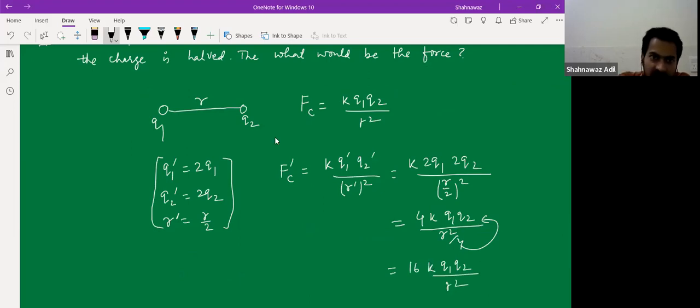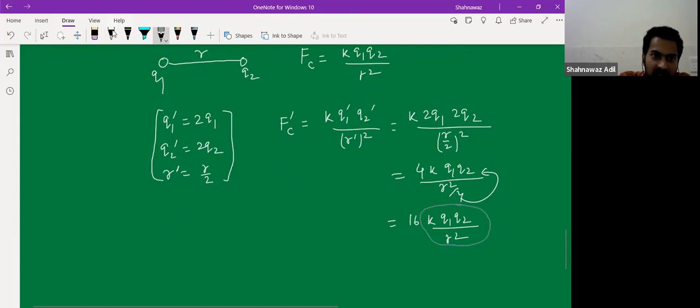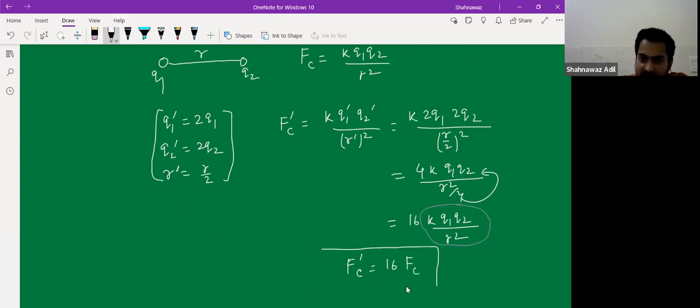Can you identify this term? This is the old force, right? So now what would be the force? Your new force, F Coulomb, would be 16 into the old force. So your force would be 16 times the old force.